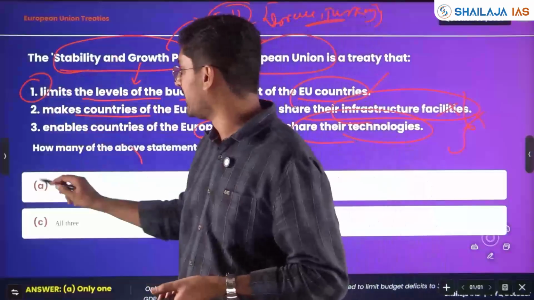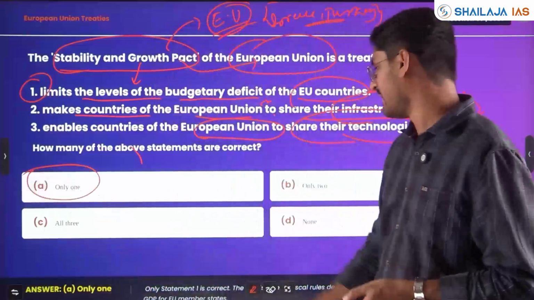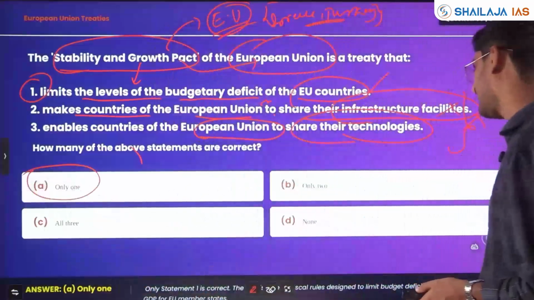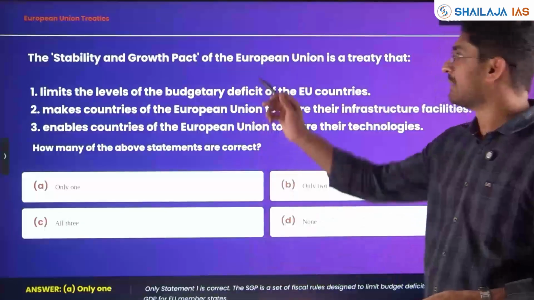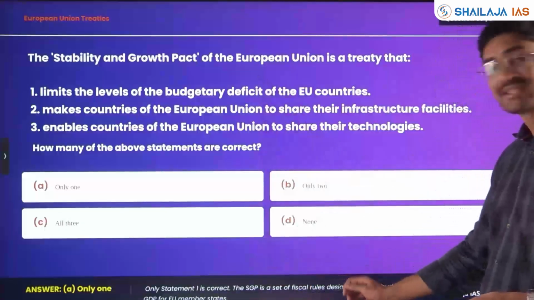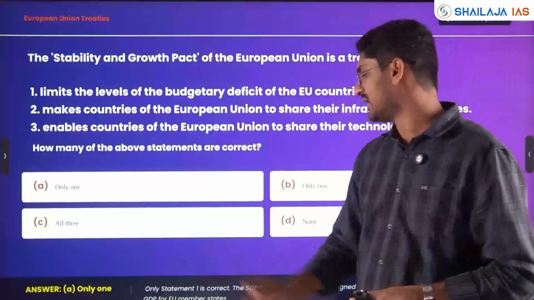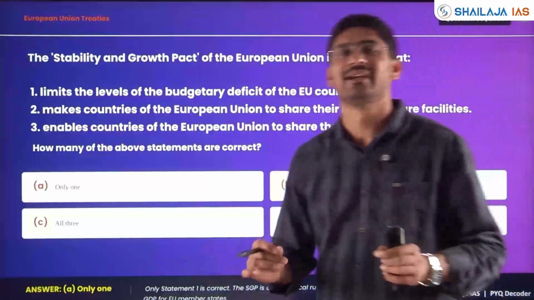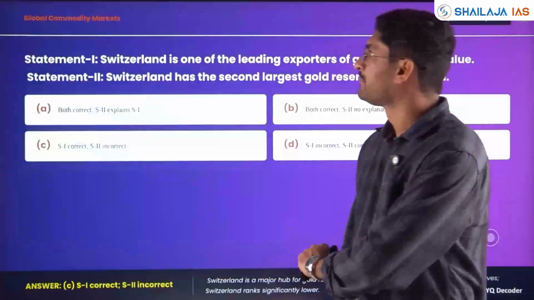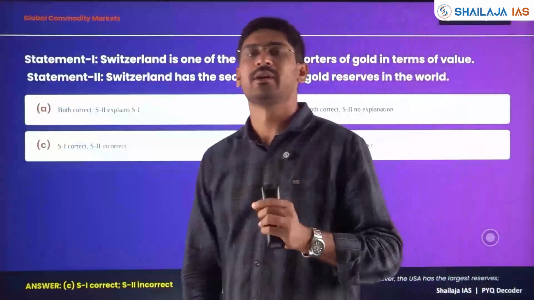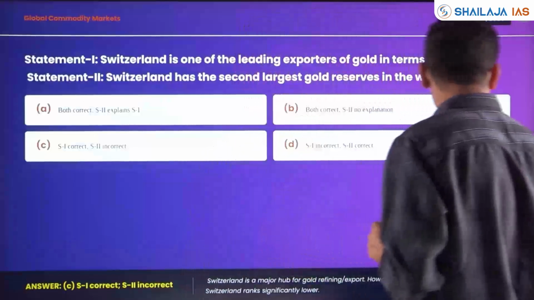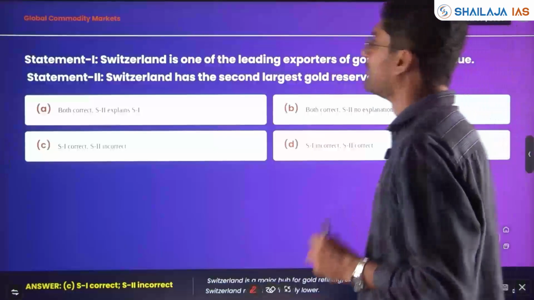Only one pair will make sense, so the answer will be only one. Only one statement is correct. The SGP, Stability and Growth Pact, is a set of fiscal rules designed to limit budget deficit to 3% of GDP for the EU member states. Understood, my friends?